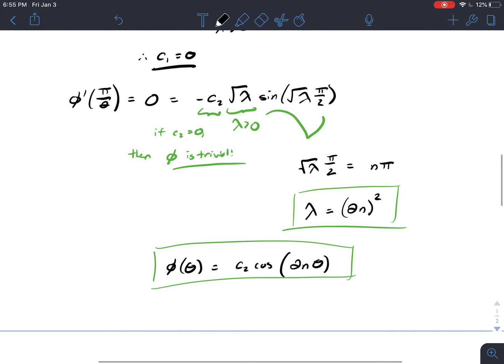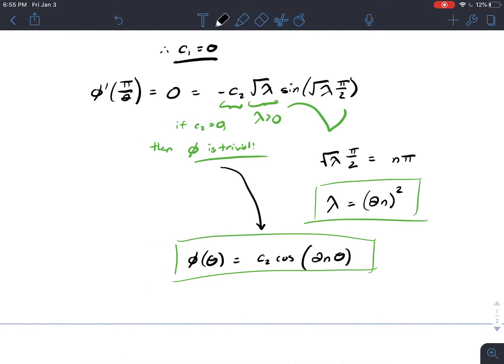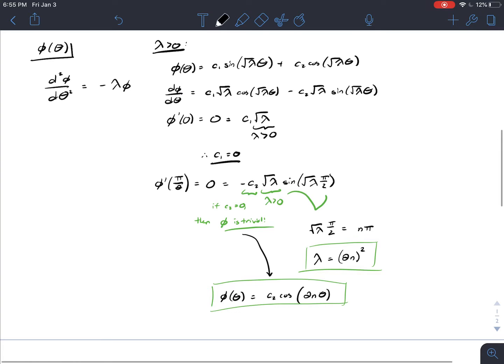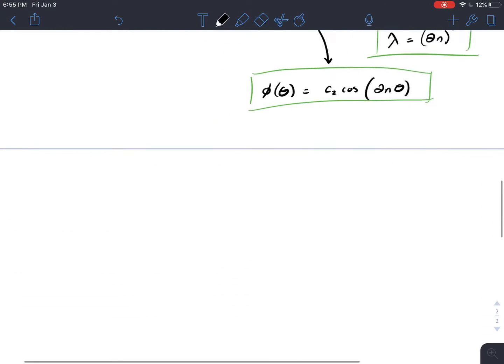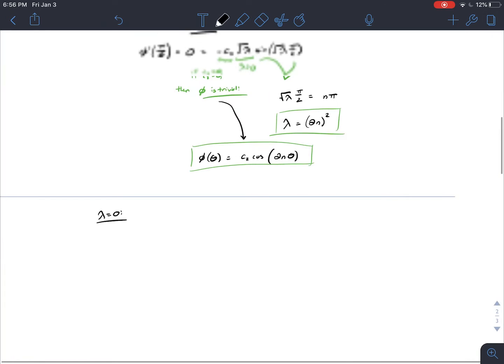So like I was saying earlier, if c2 was 0, then over here, where I've drawn this arrow, this would tell us that phi of theta is equal to 0. And that's just trivial, and that doesn't really give us any helpful information. So we're looking for other solutions rather than just the classic old phi equal to 0, because that doesn't really help us. So let's take a look at when lambda is equal to 0 now.